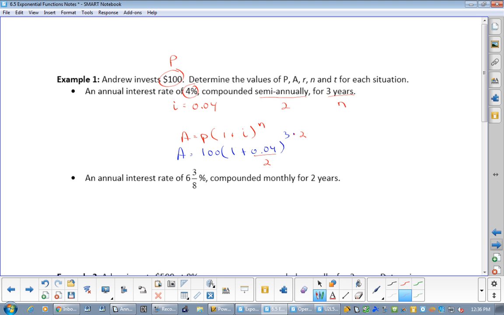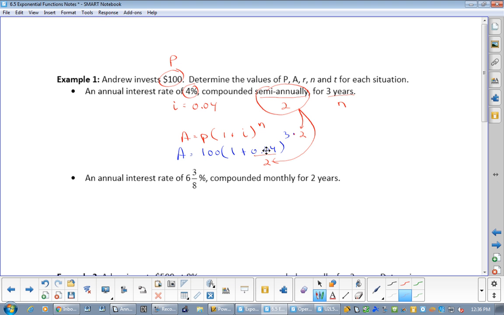Okay, so semi-annually, I will put a 2 there, and I will put a 2 there. Why? Because in 3 years I will have 3 times 2 compounding periods, won't I? Because it's twice a year now. So it'll actually be 6 compounding periods.